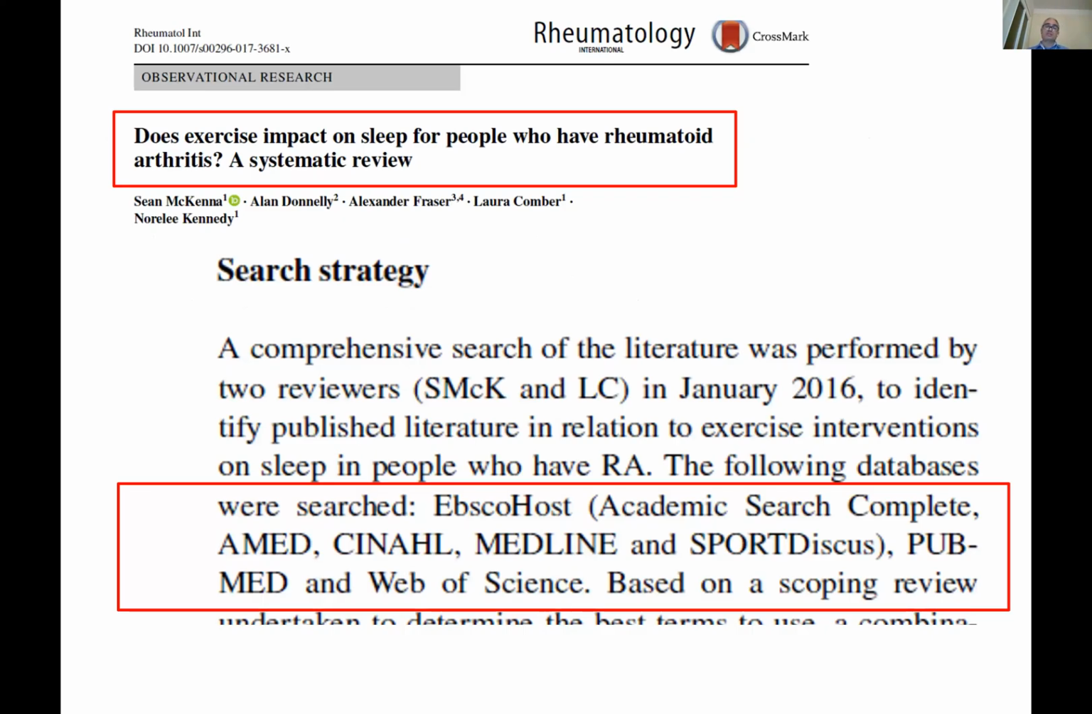Other approaches are used or employed by specialist journals, and specialist journals also encourage searches in specialist databases like CINAHL for nurses, like SPORTDiscus, for rehabilitation and sport science specialists.